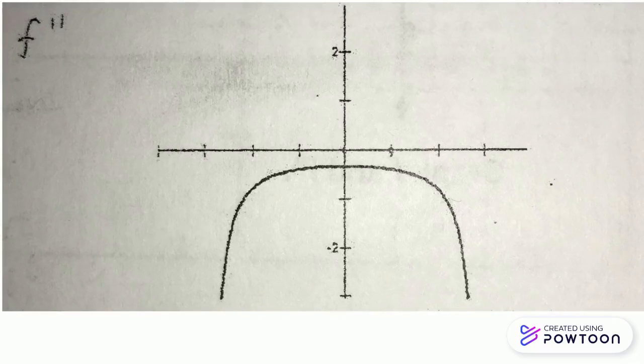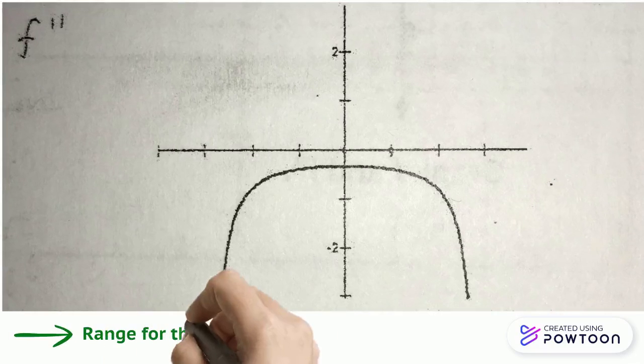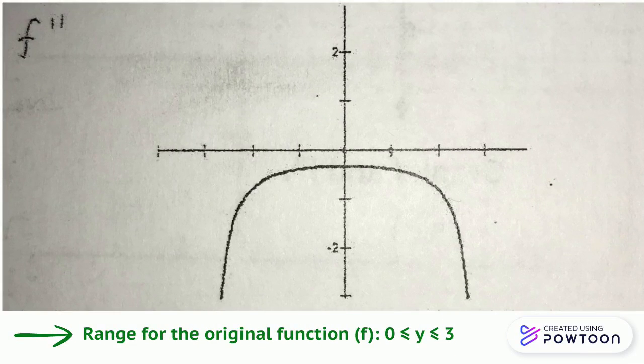This is a simple enough graph. However, this is f double prime, which means we have to work backwards. The range for the original function f is y is greater than or equal to 0 and less than or equal to 3. Take note of that because it will be very important later.